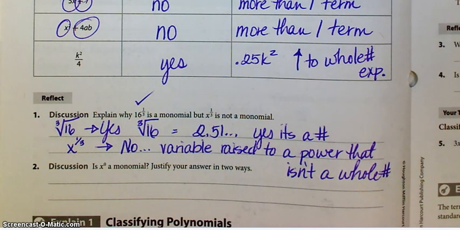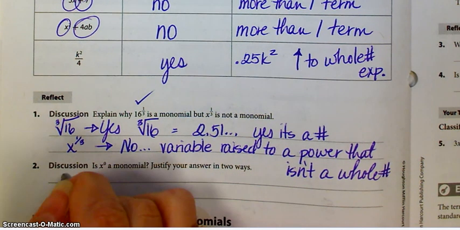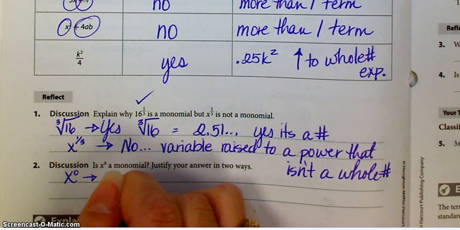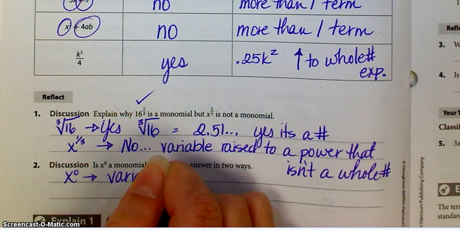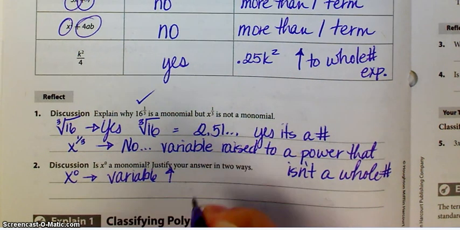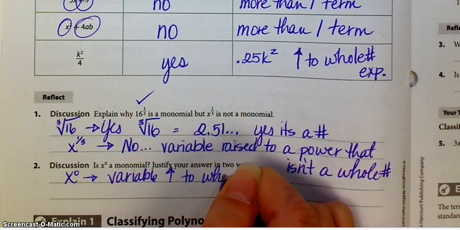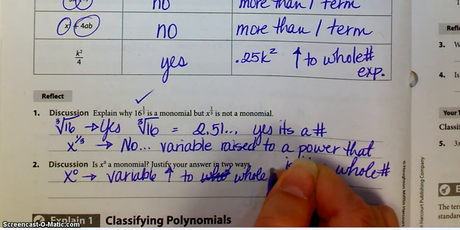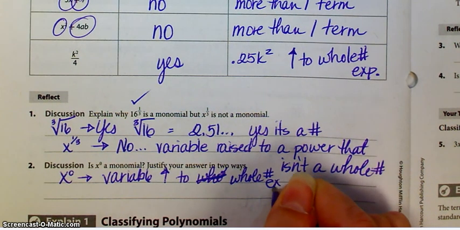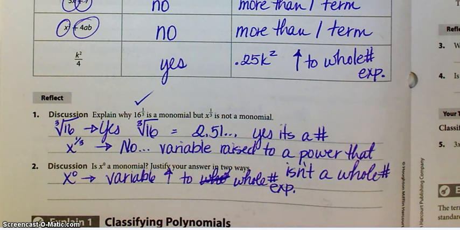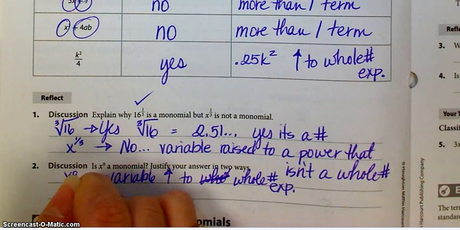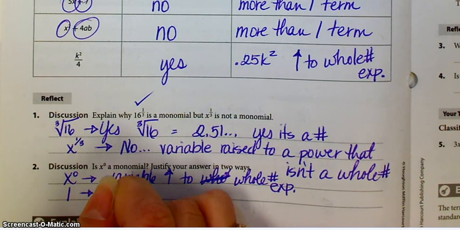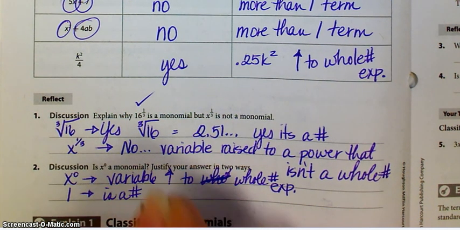Is x to the 0 a monomial? Well, justify your answer in 2 ways. Well, I can say that x to the 0 is a variable raised to a whole number exponent, which is 0. 0 is still a whole number. I can also say, yes, it's a monomial because x to the 0 is going to give me 1, and 1 is a number. Okay?